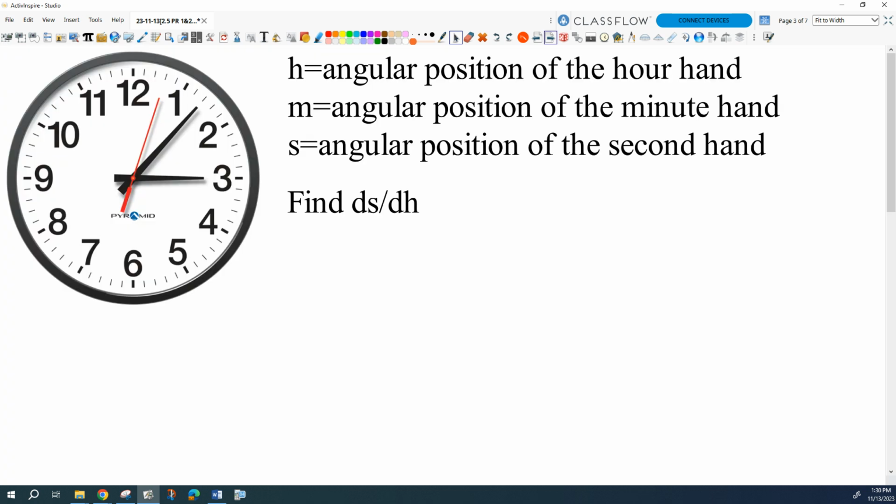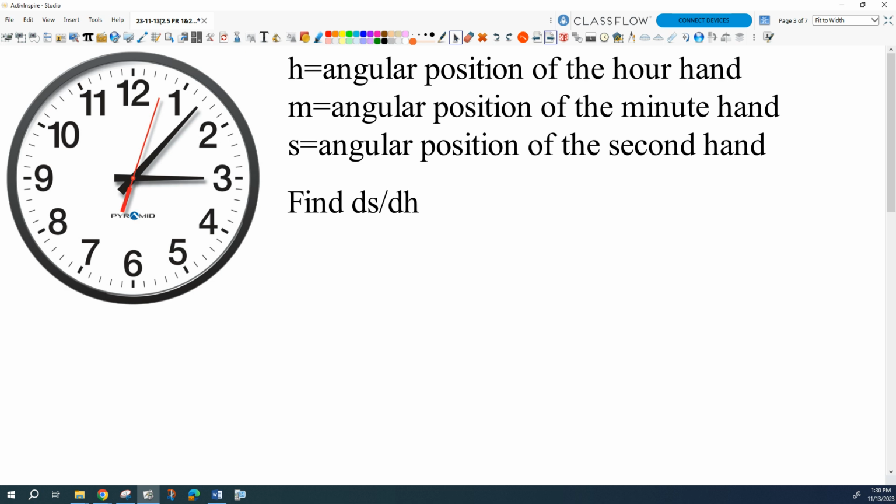Well, here's an example. I actually put a picture of an analog clock face on there because you guys never use analog clocks anymore, right? But what if we wanted to find ds/dh, where we're defining s as the angular position of the second hand? That sweeps around once per minute. m is the angular position of the minute hand, which sweeps around once per hour. And the angular position of the hour hand is h, which sweeps around once every how many hours? 12 hours. Okay. So if I want to find ds/dh, what is that?